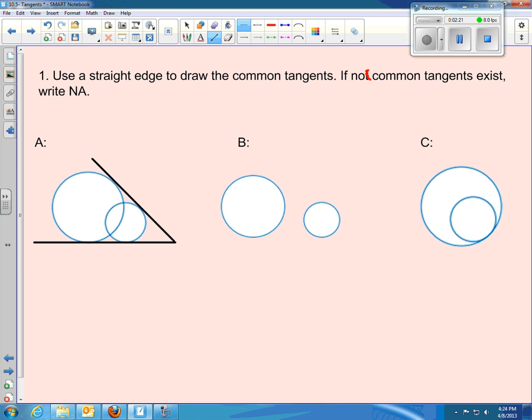Looking at B, I'll tell you that I see 4 common tangents. So you guys try that. 4 common tangents for B. So find those. And then looking at C, C ends up only having 1 common tangent. All right, so you try B and come with that for tomorrow.